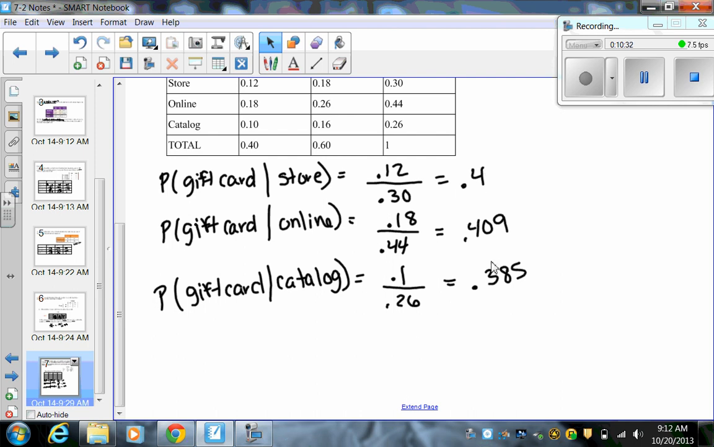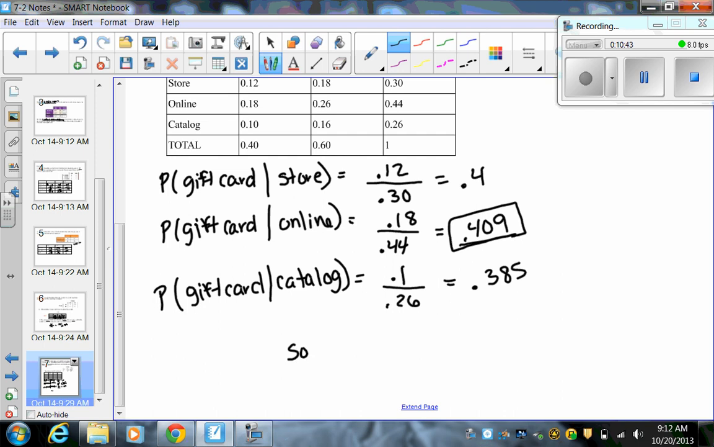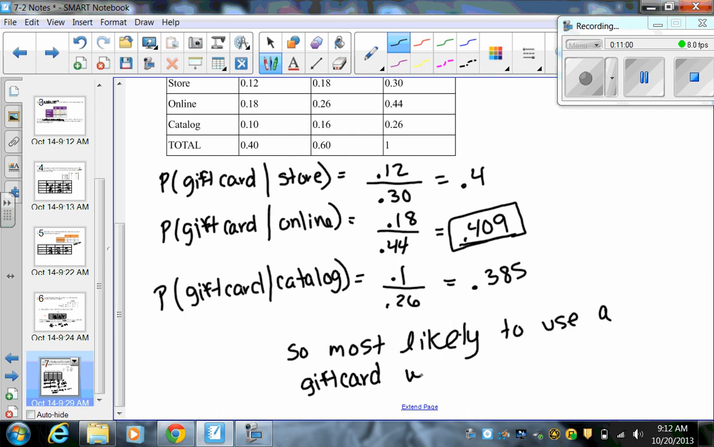So if we look at our overall probabilities here, you can see that the online one has the higher probability. So my answer is that they are most likely to use a gift card when buying online.